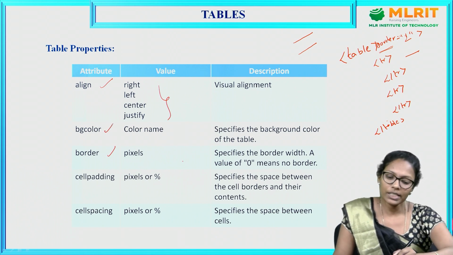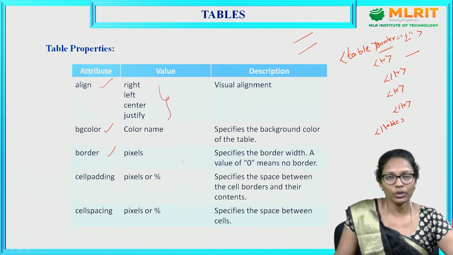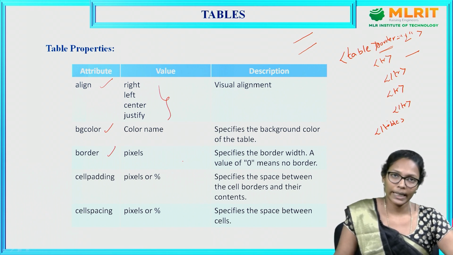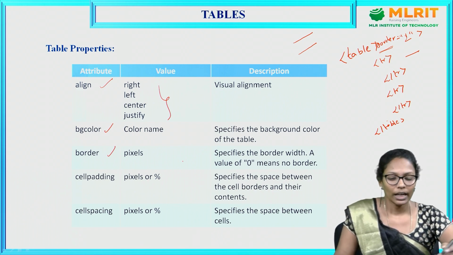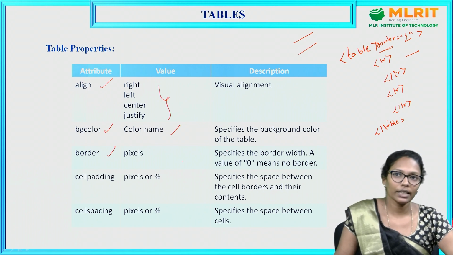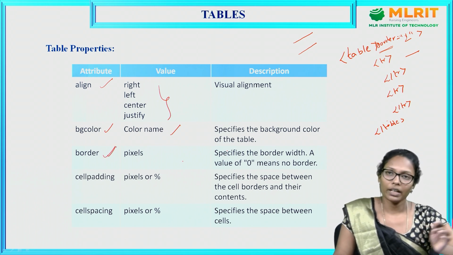The second one is bgcolor. So that is the background color of the table. If you want to provide any color for your table, then you can specify the bgcolor and you can give the value as any color name. And border we have already discussed.